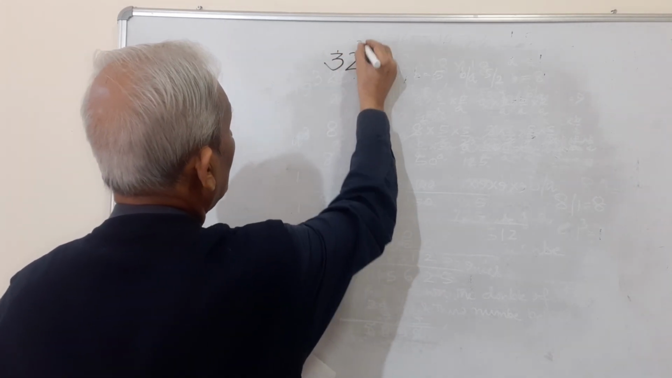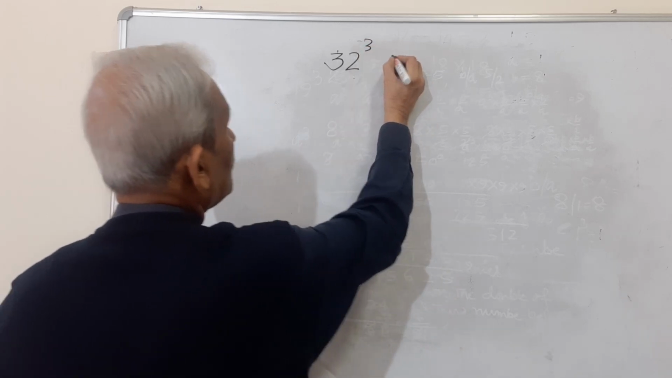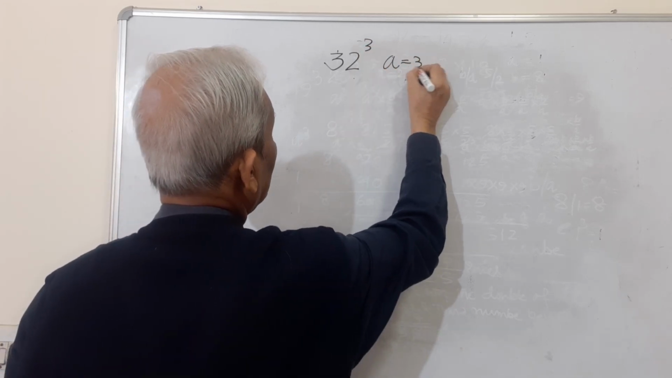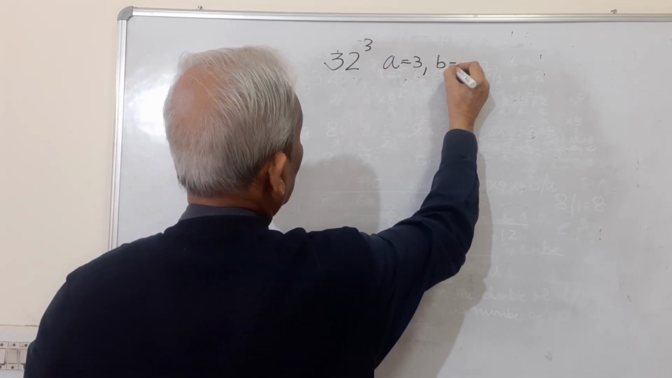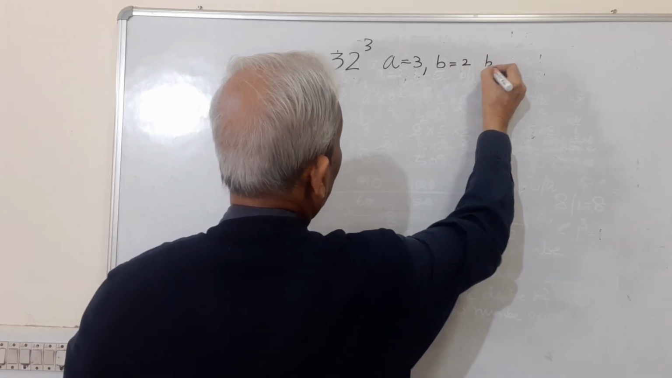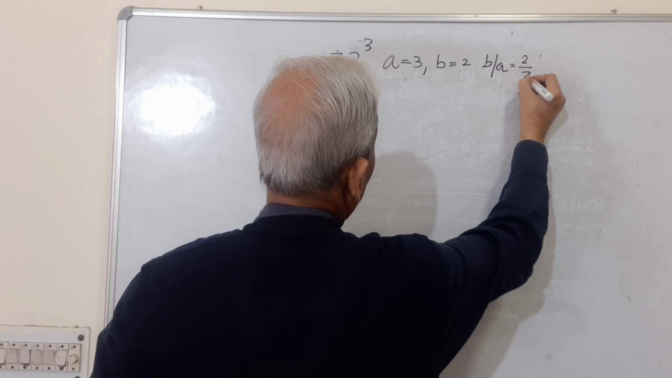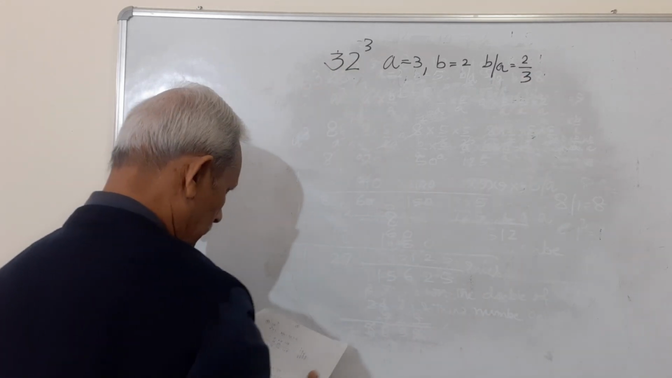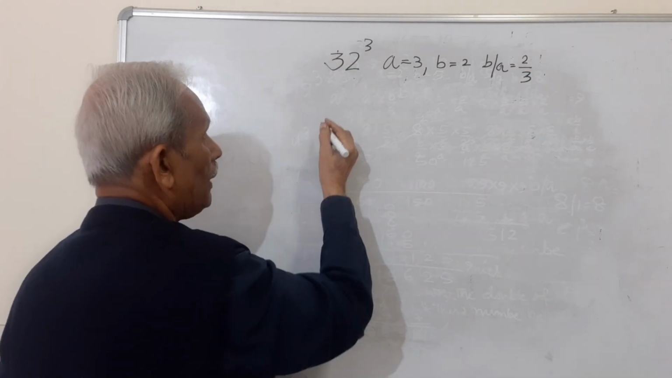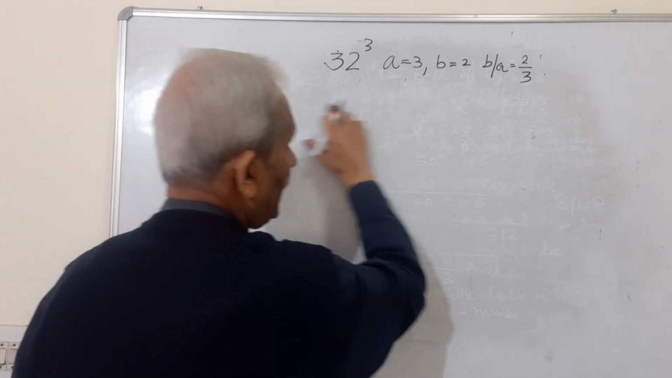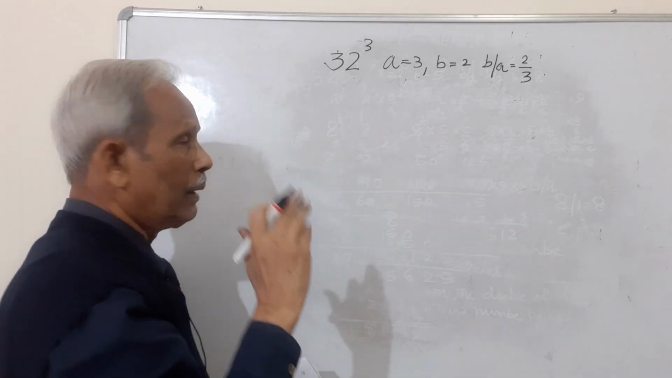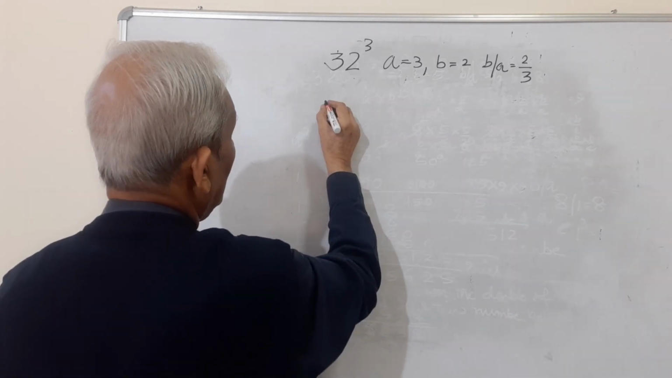32 cube. Here a is equal to 3, b is equal to 2. So b by a is equal to how much? b by a is equal to 2 by 3. Now we'll write first a cube. Now I'm not writing the first line, you have to remember now. a cube is how much? 3 cube.